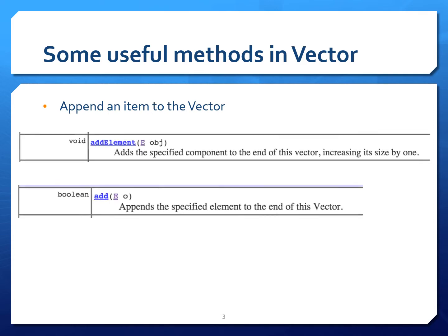To append an item to a vector, use the addElement method or add method. Pass in the element to be added into either one of the methods. The difference between these two methods is: add method will return a true if the element is appended successfully to the vector.